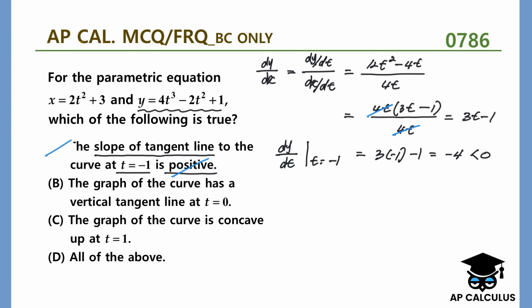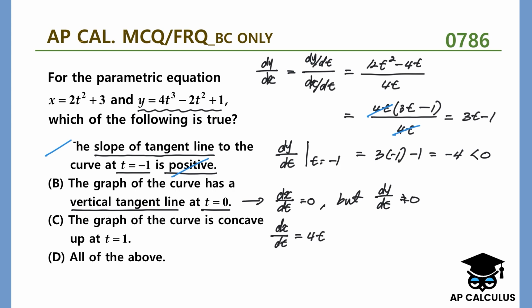The graph of the curve has a vertical tangent line at t is equal to 0. The parametric curve has a vertical tangent line when dx/dt is equal to 0, but dy/dt is not equal to 0, right? Okay, dx/dt was 4t, right? It was 4t right here. That is equal to 0 when t is equal to 0, right?